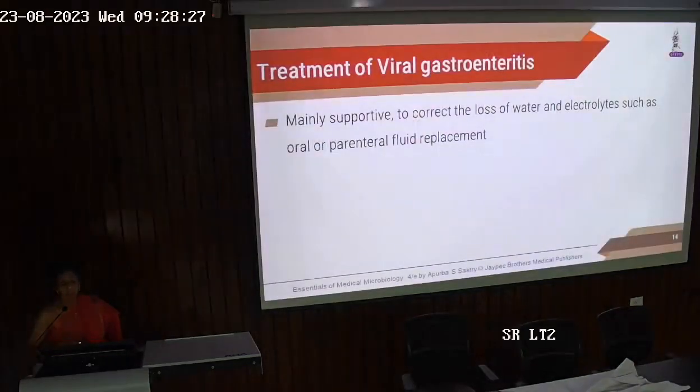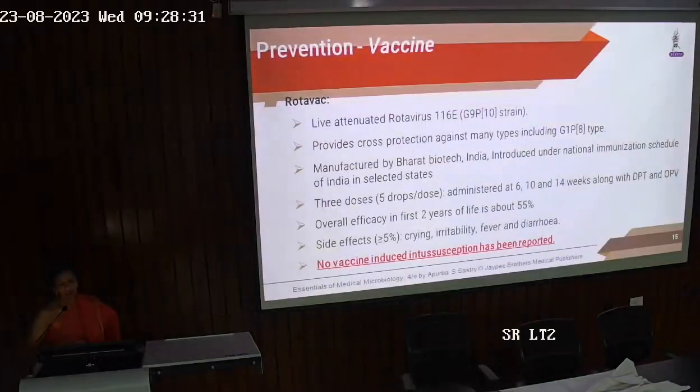And treatment is mainly supportive, to correct the loss of water and electrolytes. Now prevention is important. There is a vaccine available. There are two types of live attenuated virus vaccines, which are very easily available and given orally, and 3 doses are given at 6, 10 and 14 weeks. In our National Immunization Schedule, DPT and OPV are given at 6, 10 and 14 weeks, and it is given along with them.